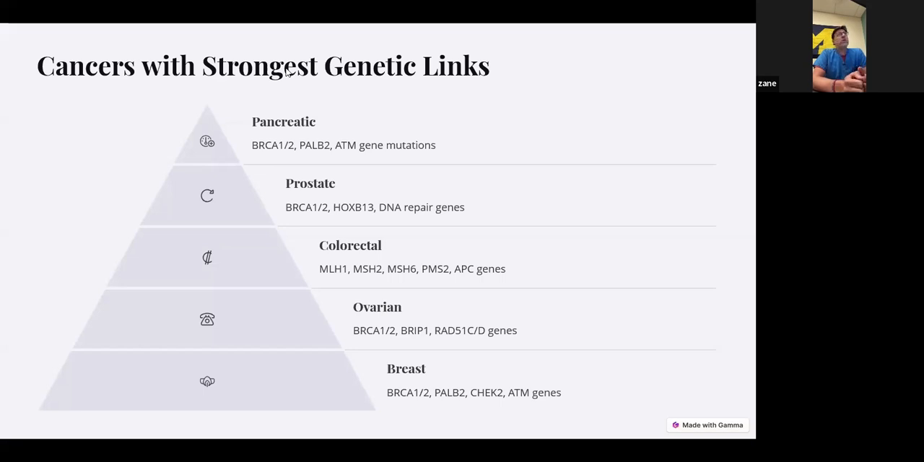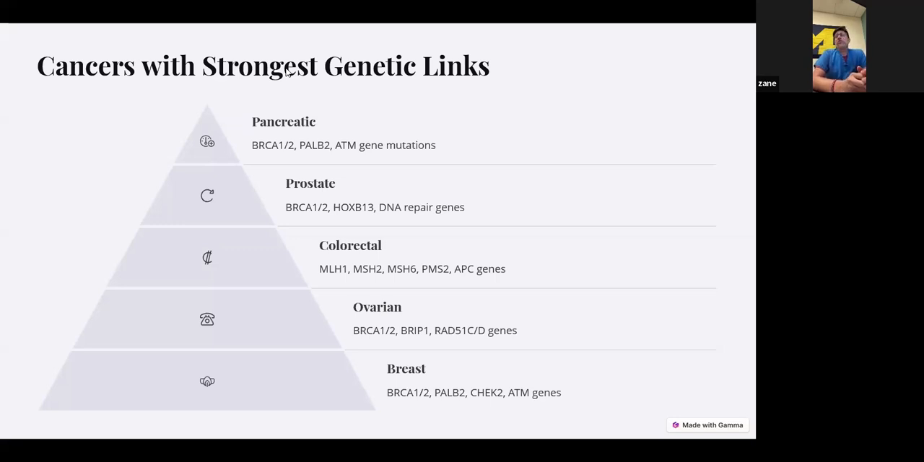Prostate cancer is important because people always think, oh, if a guy has prostate cancer, BRCA1 or BRCA2, they don't have a risk, but they do. So males with BRCA1 or 2 have a high risk of early stage prostate cancer, which does tend to be more aggressive, as well as male breast cancer. Other prostate cancer genes are HOXB13.